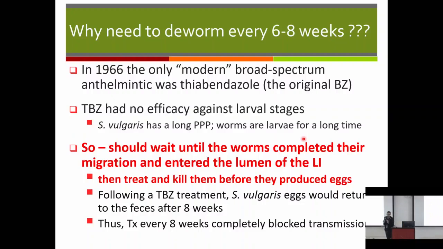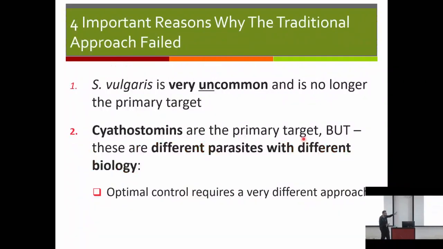What I said about Strongylus, is it a common parasite anymore? Is it highly prevalent? No. So these are the reasons why this approach has now failed: Strongylus is not a very common parasite, no longer a primary target. Cyathostomum, on the other hand, is a less pathogenic but more prevalent parasite. What is the difference between the biology of these two parasites? Who is going to tell me the difference in the life cycle of Cyathostomum and Strongylus?